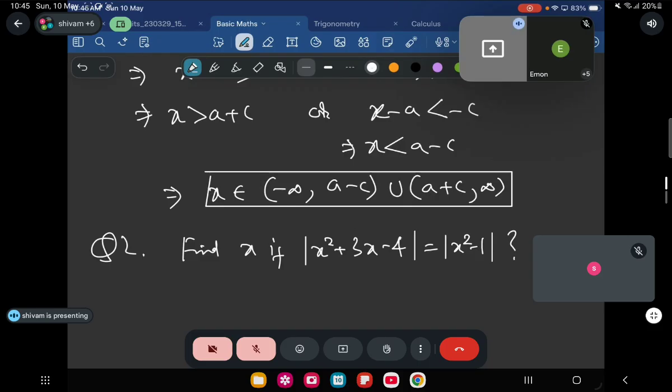But there will be some more answers. Anish, there will be some more answers. No, Anish, you are correct. Of course, there will be 2 cases, plus minus. Mod of something is equal to mod of something.